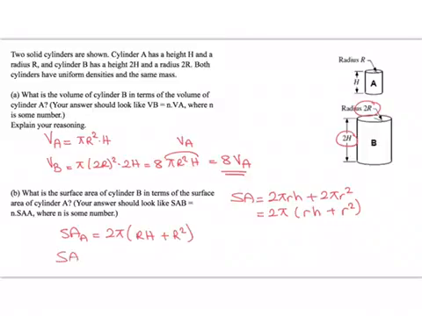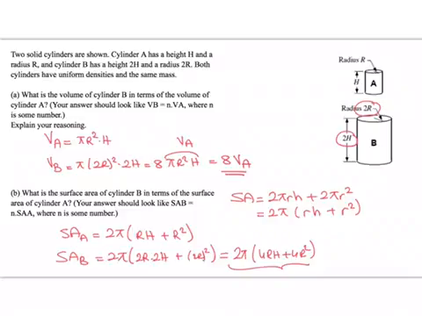The surface area of B is equal to 2π times the radius 2r times the height 2h plus 2r², which is equal to 2π times 4rh plus 4r². So you see that this value is 4 times this value, so it is 4 times the surface area of A.